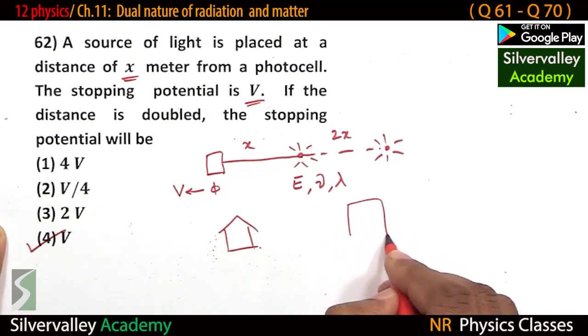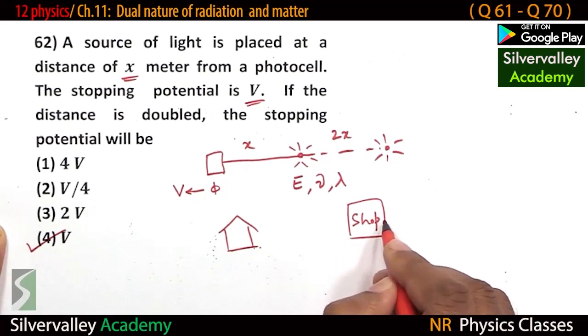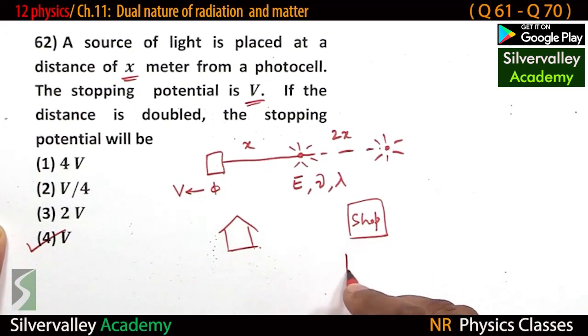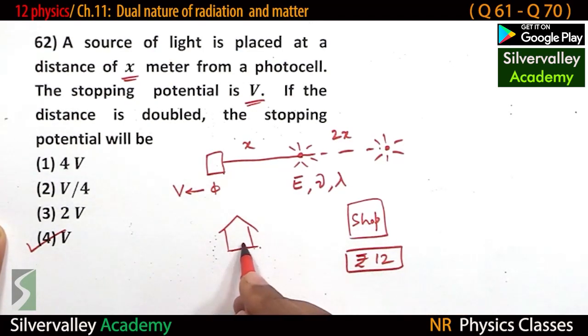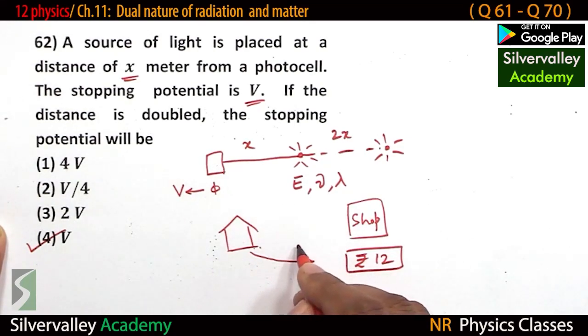Something like this. This is a shop. Okay. So cost of a biscuit packet is 12 rupee. From this house, somebody goes to buy this biscuit packet and he will carry 20 rupee. So what is the change? 20 minus 12 is 8. So 8 rupee is the change.